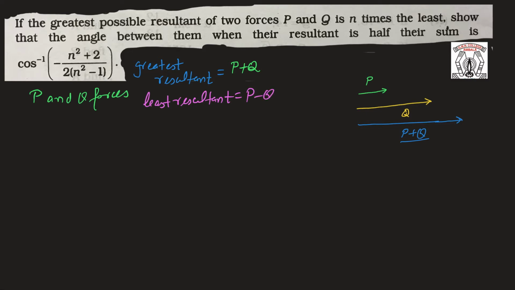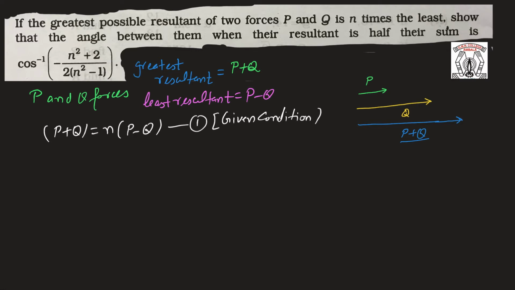Now apply the given condition. If the greatest possible resultant of two forces P and Q is n times the least, so what will be the case? The greatest possible resultant is n times the least. So this is the given condition, and name it as equation 1. Okay, fine. I think up to here we are fine. Now read out the next part.